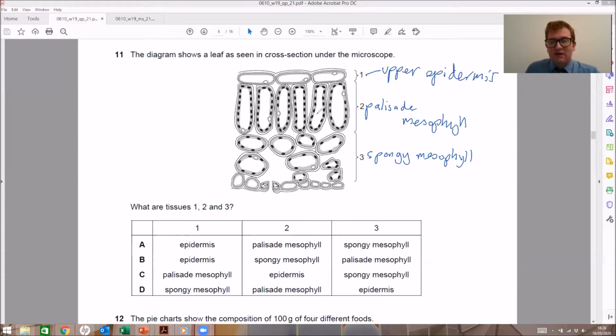So if we identify the different layers, you should be able to answer this question. So one we've clearly identified as the upper epidermis, so we can get rid of options C and D here as they are incorrect. Since you use your knowledge to identify number 2 as the palisade mesophyll layer and number 3 as the spongy mesophyll layer, the only option here is option A, and A is the correct answer.